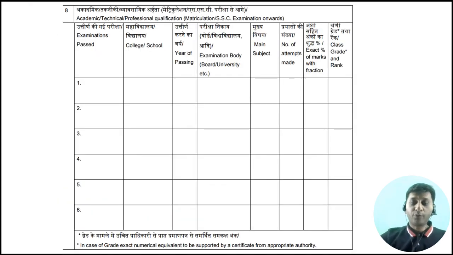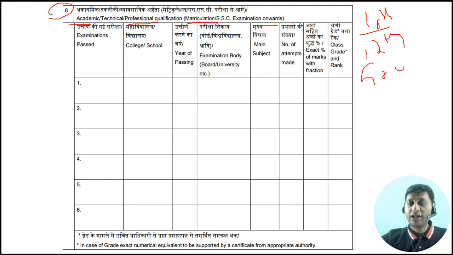So next we move on to point number 8, right? Points 8, 9, 10 are very important. There can be questions in the interview from whatever you fill in points 8, 9, 10 and so on. Point number 8 is about your educational qualification, your academic and professional qualification. You have to mention all your qualifications here, starting from matriculation onwards. That is 10th, then 12th, then your graduation. Please write in this sequence only.